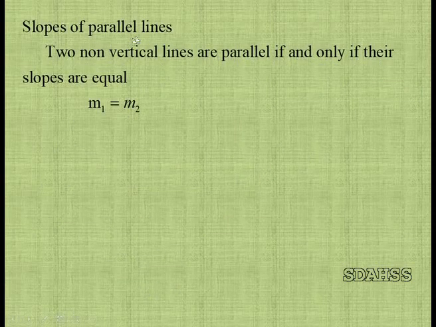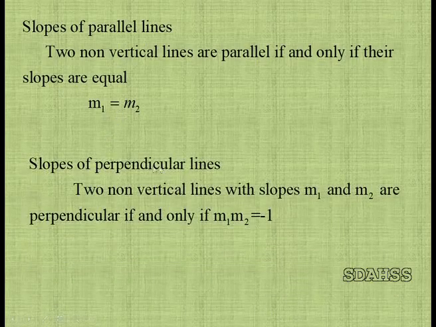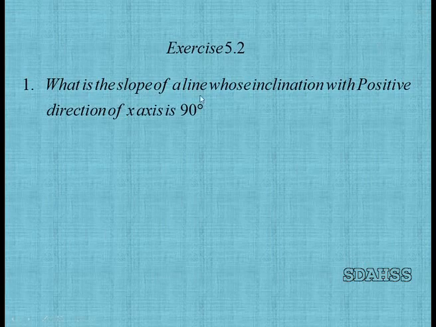Slope of parallel lines. Two non-vertical lines are parallel if and only if their slopes are equal, that is m1 is equal to m2. Slope of perpendicular lines. Two non-vertical lines with the slopes m1 and m2 are perpendicular if and only if m1 into m2 is equal to minus 1. Exercise 5.2.